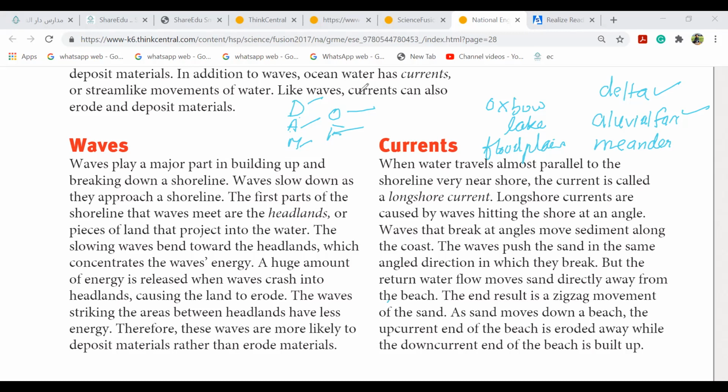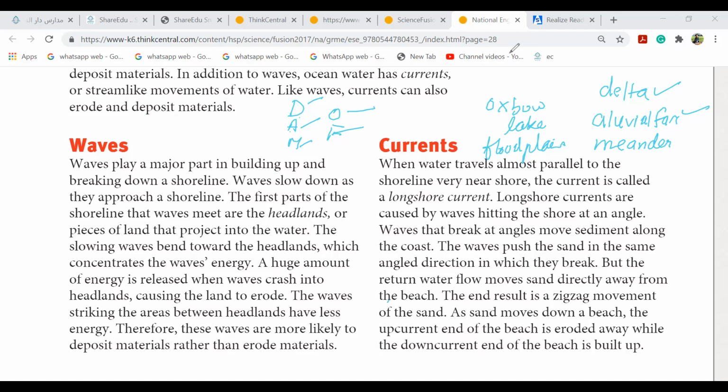Can you repeat it, Judy? Oxbow, D, delta. A, alluvial fan. M, meander. O, oxbow lake. F, floodplain.